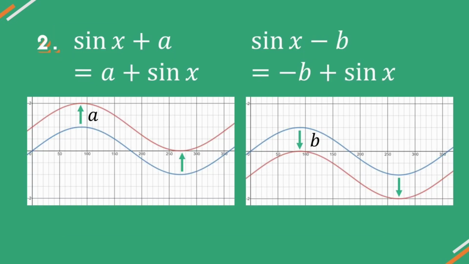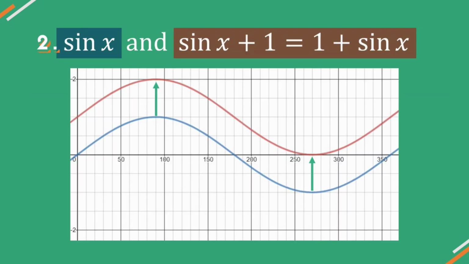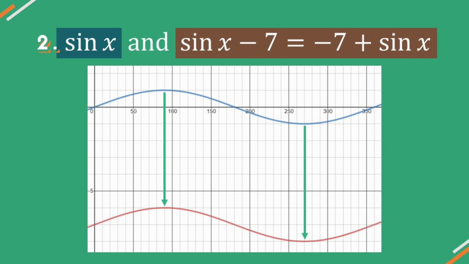Number 2, addition or subtraction. This operation will shift the trigonometric graph parallel to the y-axis. If you add 1, then the whole graph will shift upward by 1 unit. If you subtract 7, that means your graph will shift downward by 7 units.